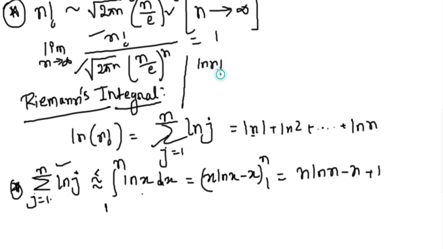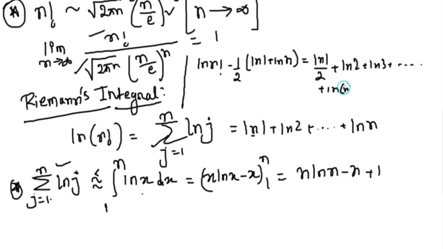The Euler-Maclaurin formula generally gives you that ln of n factorial minus half of the first term plus the second term of this, that is ln of 1 plus ln of n, will be equal to ln of 1 divided by 2 plus ln of 2 plus ln of 3 all the way up to ln of n, and this gives us at the end half of ln n, because we want the logarithm's first and last values to be halved.